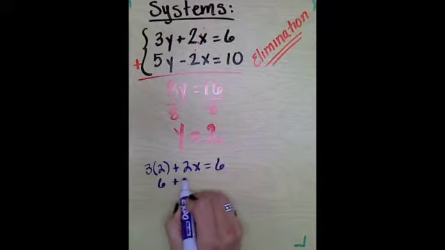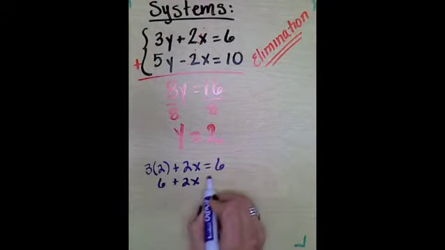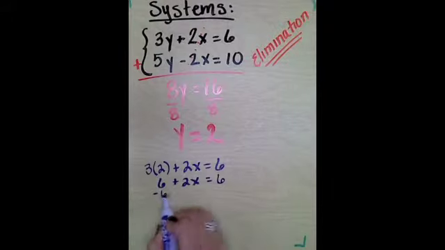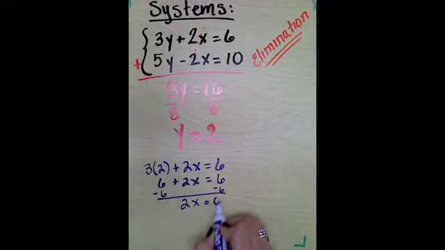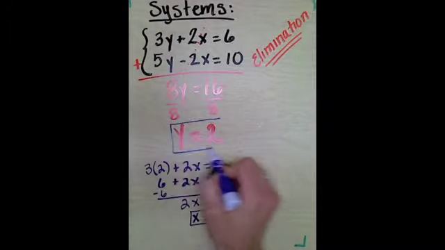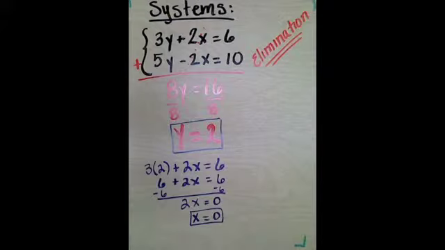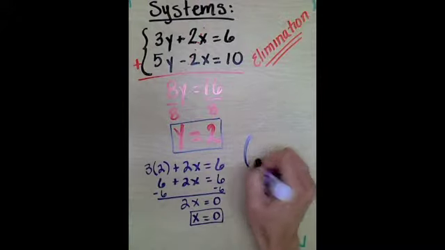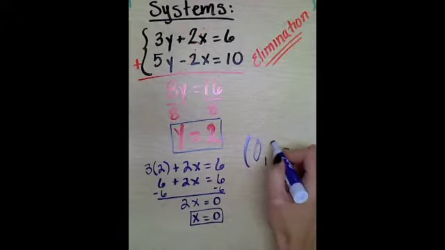6 plus 2x is what this simplifies to, and solve our two-step equation. Subtract 6, 2x equals 0, and after we divide both sides by 2, we quickly find x equals 0. So we have our x value, our x coordinate, which is 0, our y coordinate, which was 2, and again, just like we did with substitution, you list your answer as an ordered pair, (0, 2).